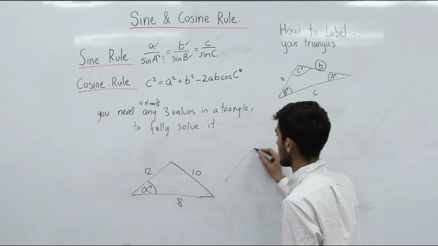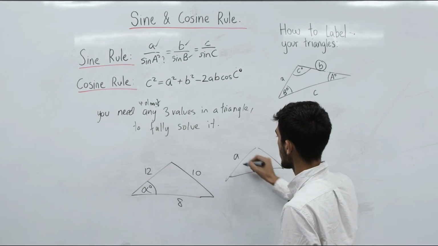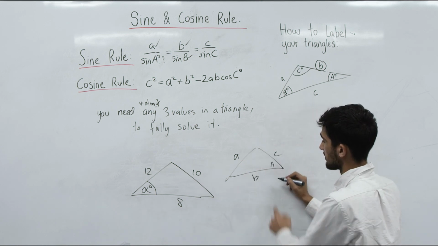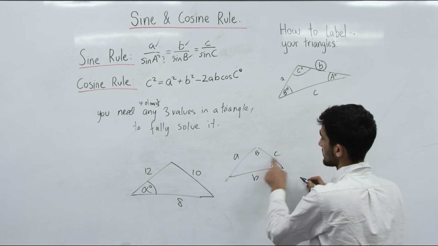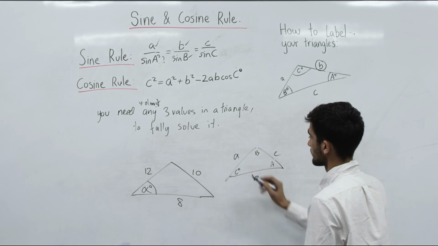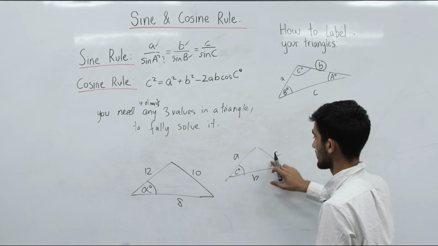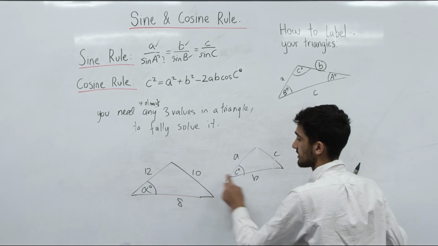Remember, label your triangle. A, B, C. If that's A, then this is the angle A. If that's B, this is the angle B. And if that's C, then this is the angle C. Okay? Do we care about the angle B? No. Do we care about the angle A? No, we don't. We're trying to find the angle C.